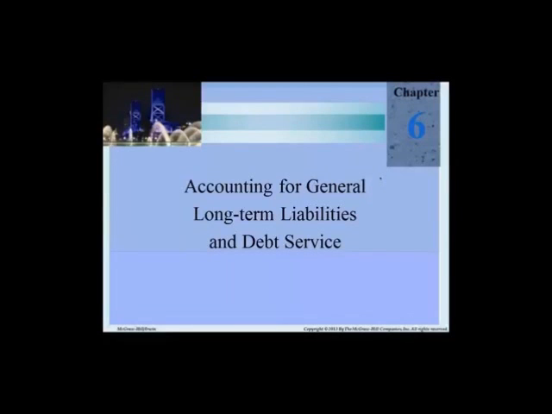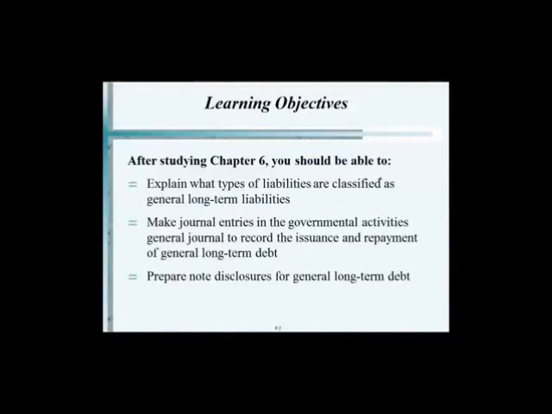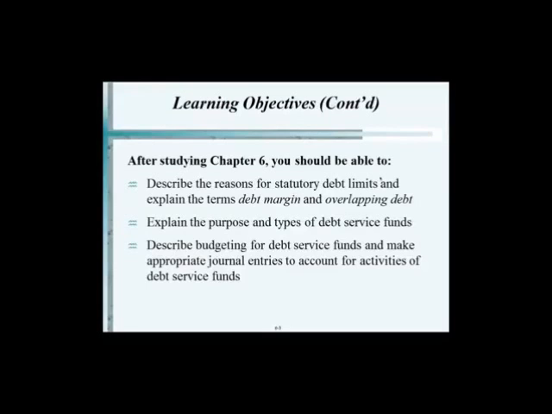So this is what we'll take a look at, just basically what they are, what the journal entries are, what the disclosure is, just like we did with the other. We'll talk about debt margin, overlapping debt. Debt margin basically tells you how much they can borrow. Debt limit is the maximum they can borrow, the different types and purposes of debt service funds. And there are a lot of journal entries. We'll skim through some of them quickly. But let's first talk about what are general long-term liabilities.